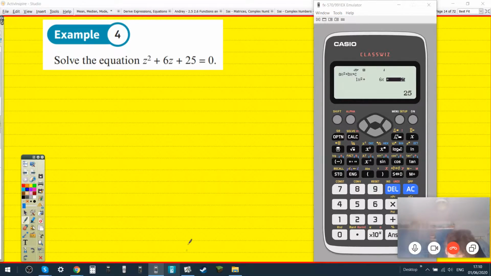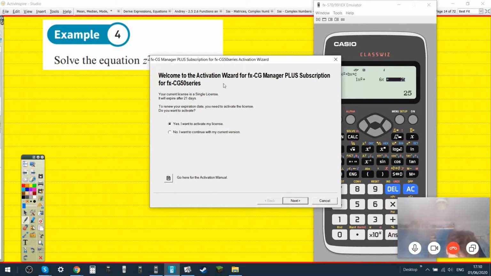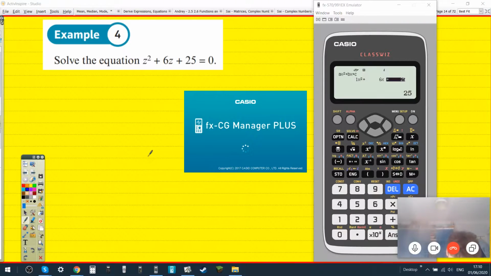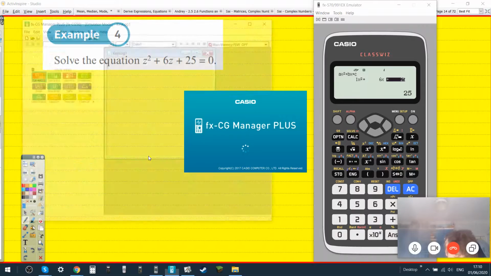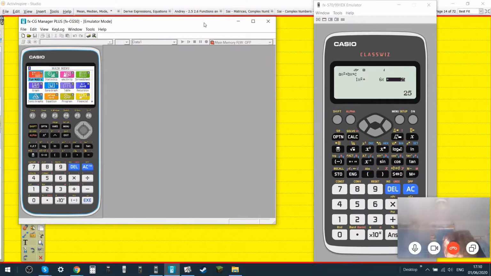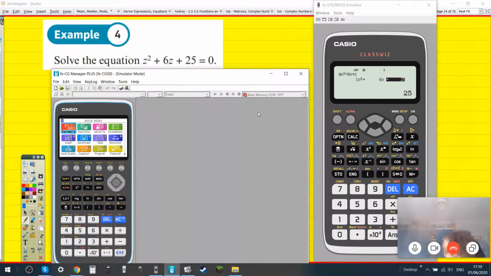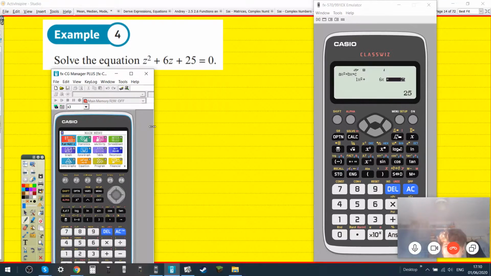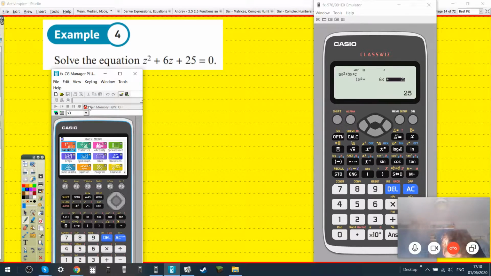I'll try graphical as well. I'm going to get in the solver. Just going to see how that goes. No solution, obviously. But did it not give what the imaginary numbers are? No. It just says no solution. Okay.